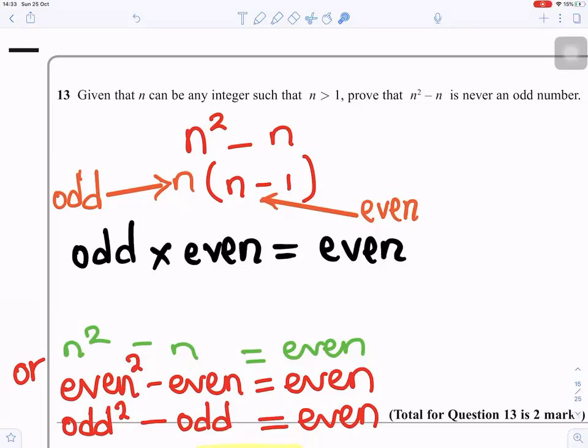Or you can write n squared minus n. So if n is even, an even number squared minus an even number gives you an even number. If n is an odd number, squared minus an odd number will give you an even number. That's another way you can prove it.